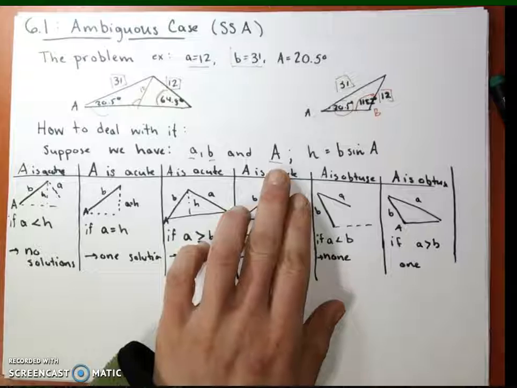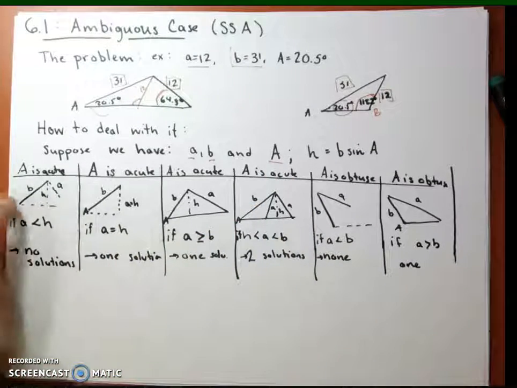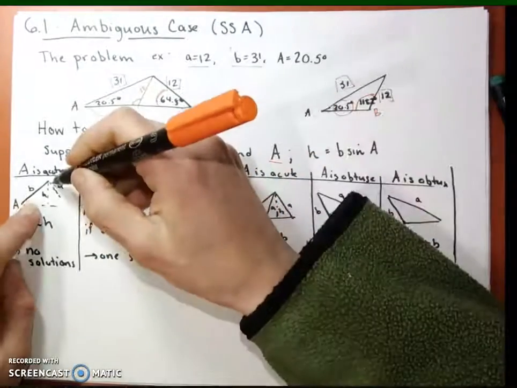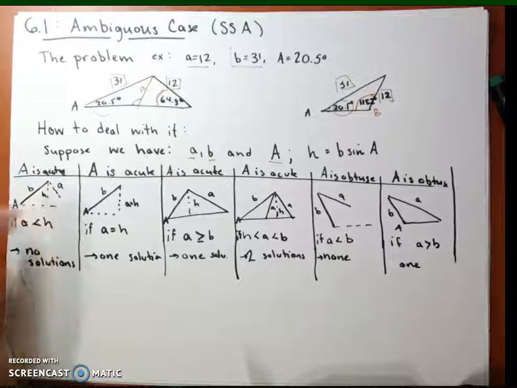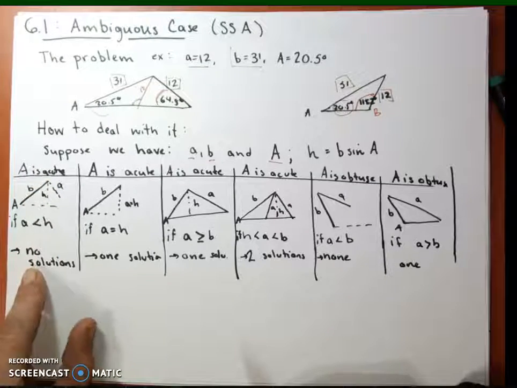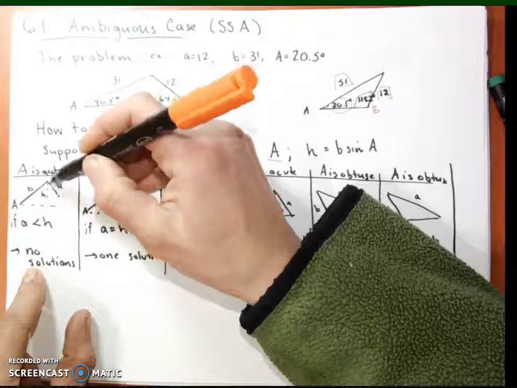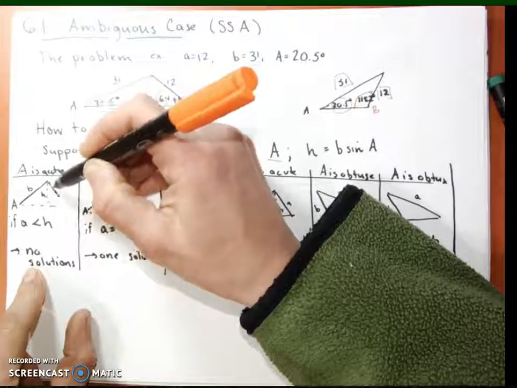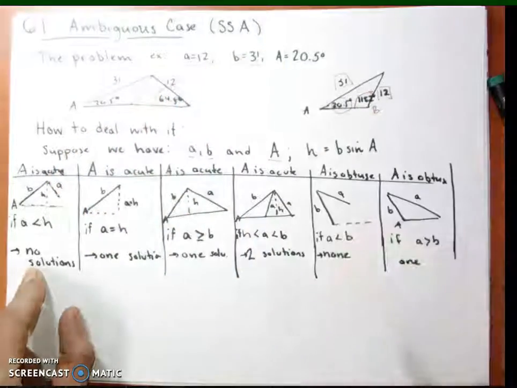If our angle is acute, then we have four different possibilities. If it's acute and the side length a that we're given is shorter than the height of our triangle, then we have no possible solutions. Because what happens in that case is we can't get this length a to touch down, because it's shorter than the height of the triangle. It will never touch this base side.